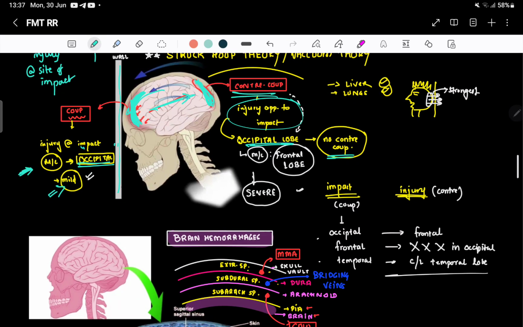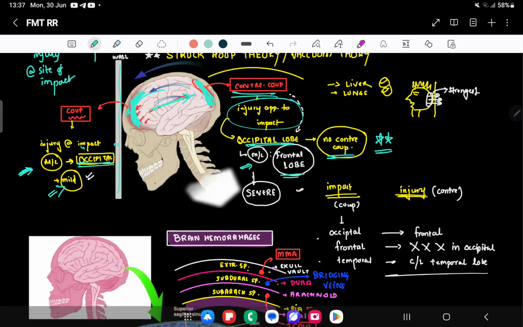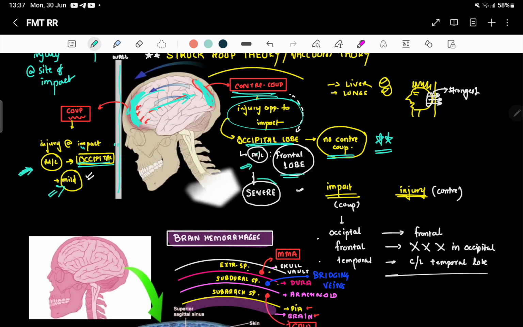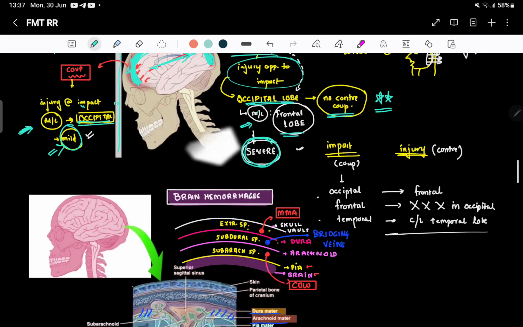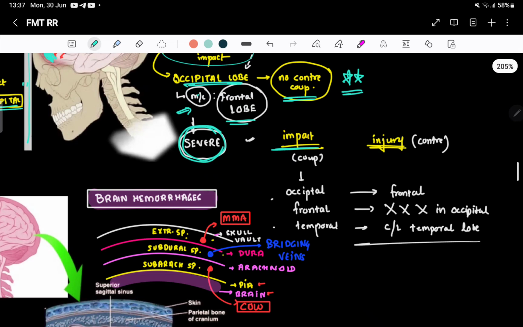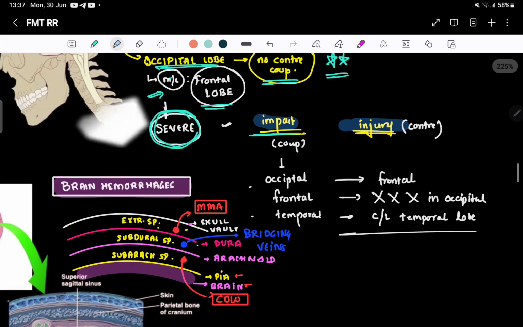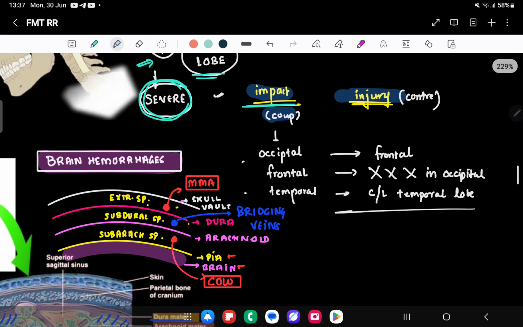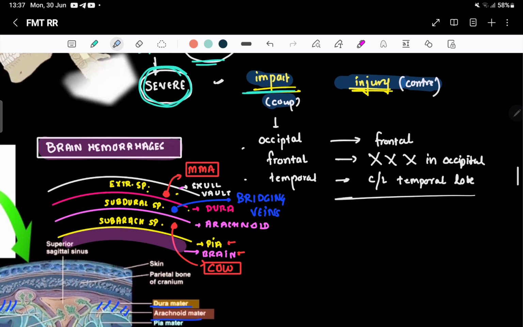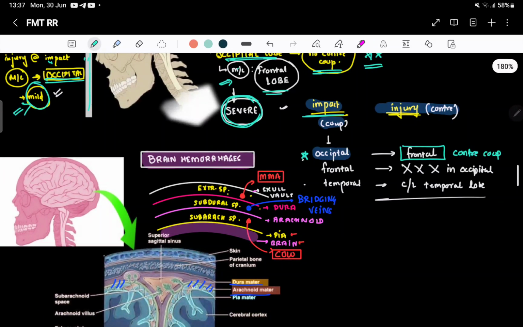There is no contrecoup in the occipital lobe. The most common is in the frontal lobe, and this is severe. Coup is mild, contrecoup is severe. So here we get a better understanding of impact and injury. With occipital impact, there will be frontal contrecoup. Frontal contrecoup is the most common.